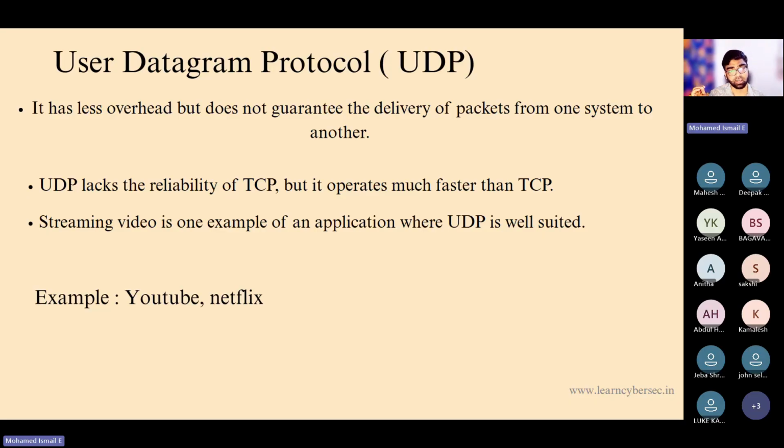UDP lacks the reliability of TCP, but it operates much faster than TCP. Streaming video is one example. As I said, video is suitable. YouTube and Netflix are great examples. Even if you capture UDP on Wireshark, you will not see anything like a handshake, just one-way UDP packets. Probably in the future, maybe I will take a detailed class on Wireshark. That's another topic. I spent multiple years in Wireshark in my career in the past.